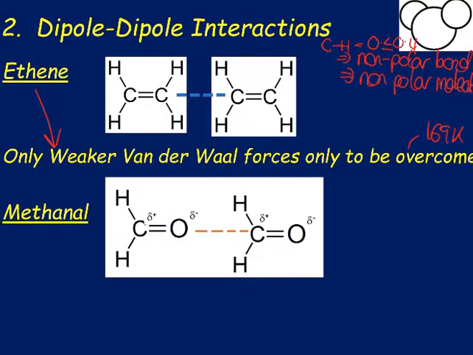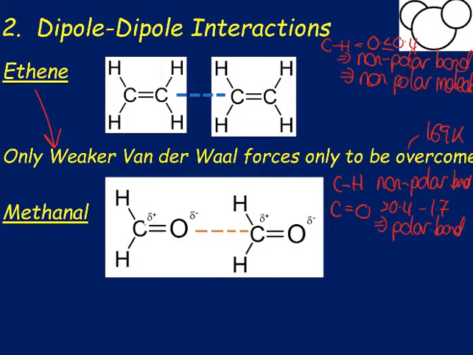The methanol, on the other hand, when you do your maths for the C and the H, we've done as above, so it's a nonpolar bond. But when we do the maths for the C and the O, we will find that the value is greater than 0.4 and up to 1.7. So it is a polar bond. And by rule 2, there's nothing to cancel these out. So this is a polar molecule.